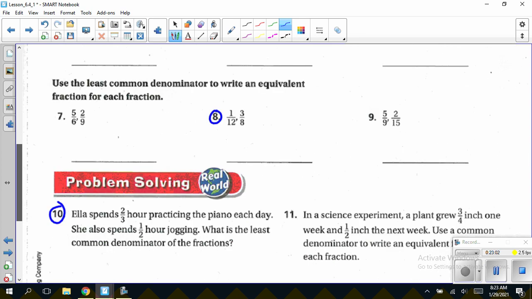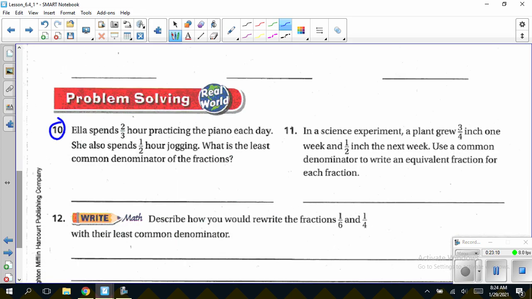For number 8, you do have to use the LCD to create this equivalent fraction. And then number 10, they do want to know just what the LCD would be between 2/3 and 1/2. You're not setting up the equivalent fractions. You're just going to list the LCD for 2/3 and 1/2.